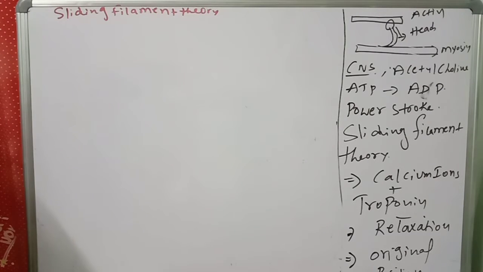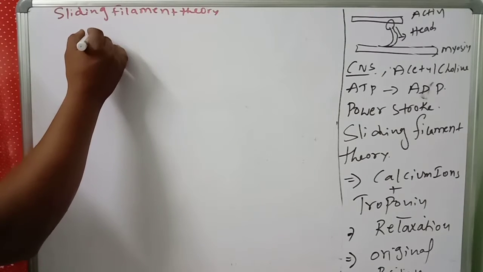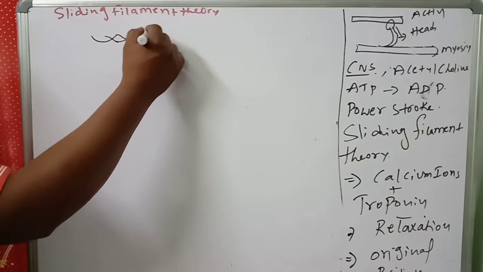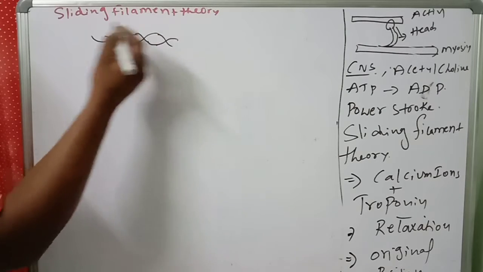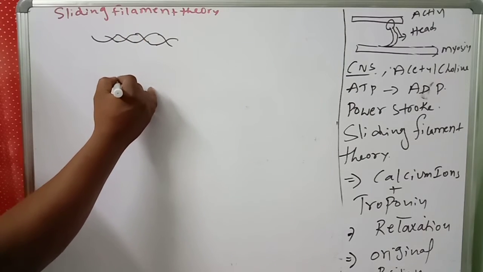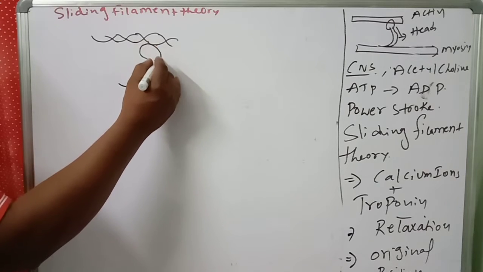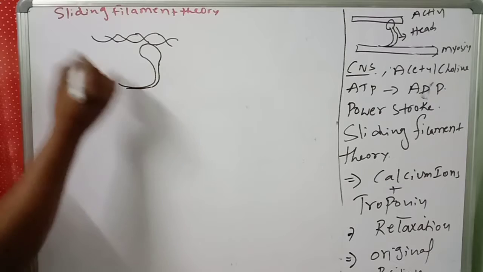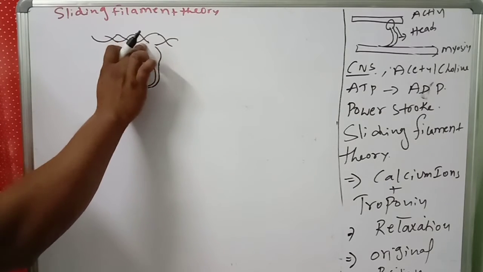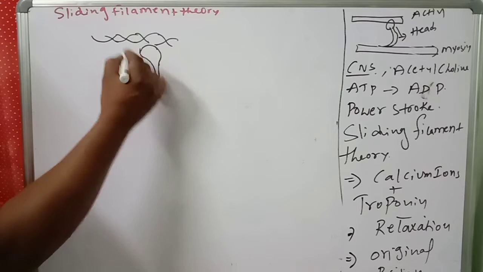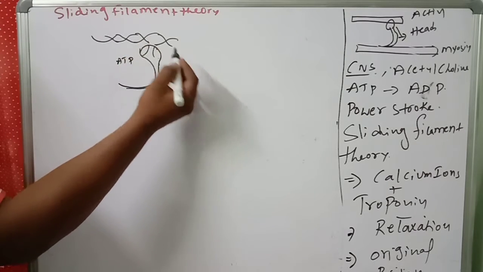Very simple. So this is the actin, right? Actin. And this is the myosin. Okay, myosin. It has not bound yet. What is there here? ATP is there, and these are enzymes.